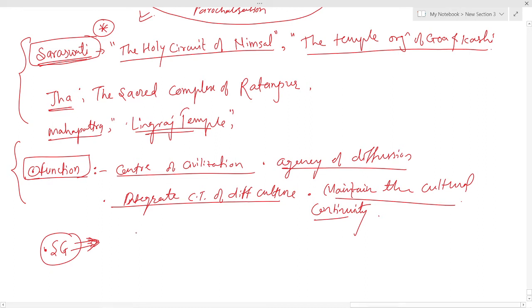And he defines sacred complex as a center of civilization where pilgrims from different regions of India and the world reach, and there is a cultural interaction. That is what we have written already. Next, there are three components of sacred complexes: sacred specialist, sacred geography, and sacred performances.